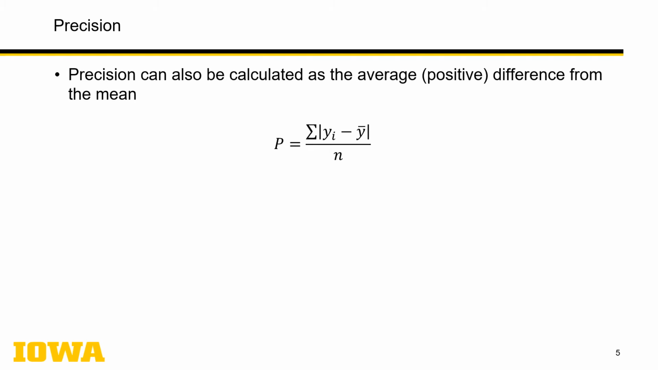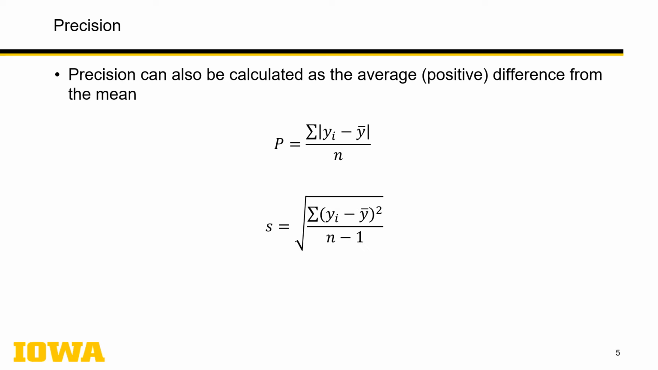Here's another definition for precision you may find out there. It can be calculated as the average of the absolute value of the difference from the mean. So you can see here it's the summation of the absolute value of your measurements, y sub i minus their mean, and then you're taking the average of that difference.